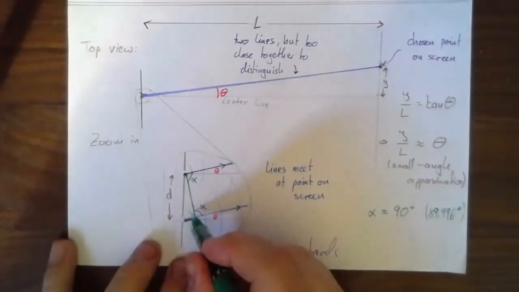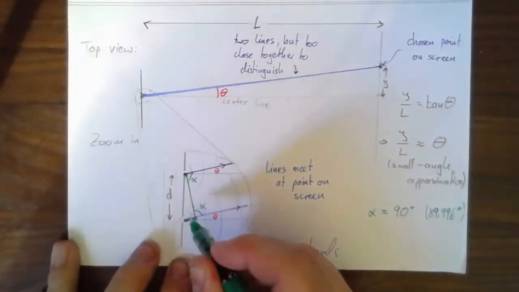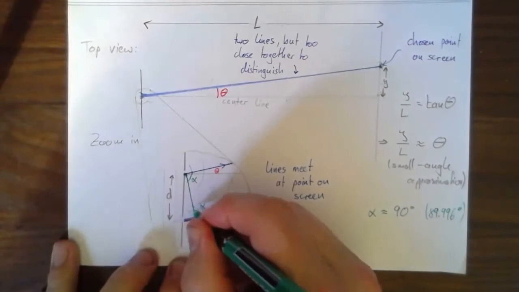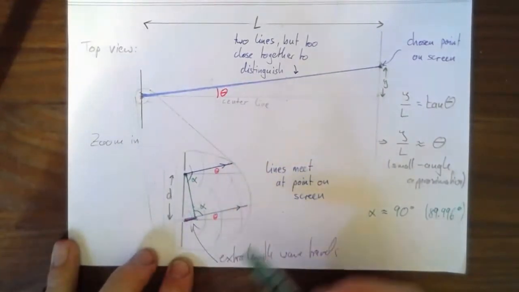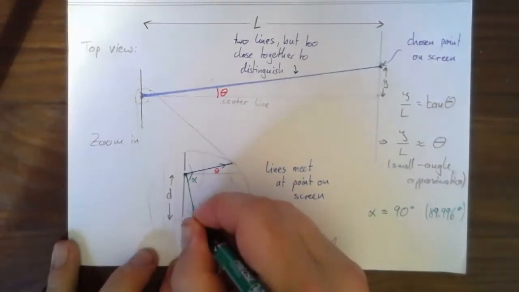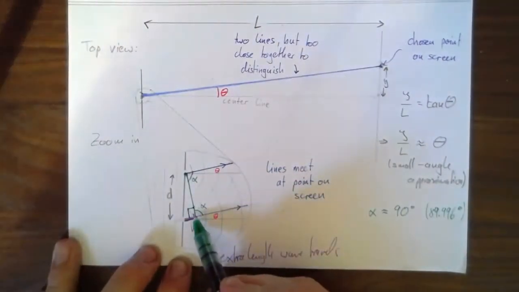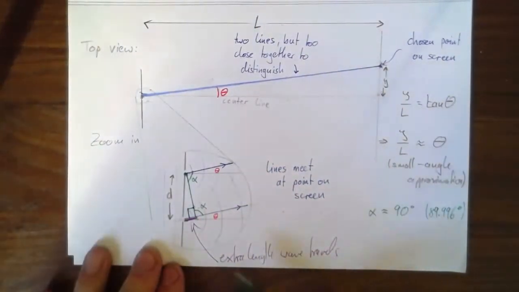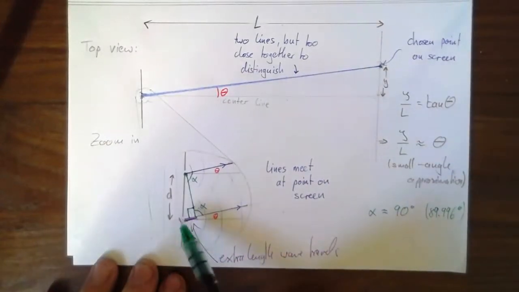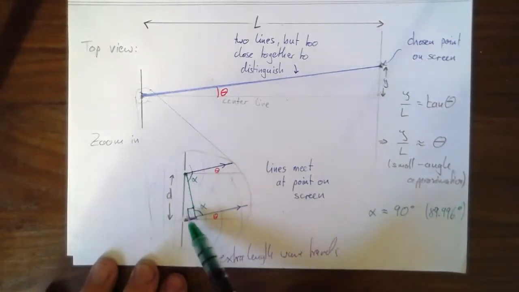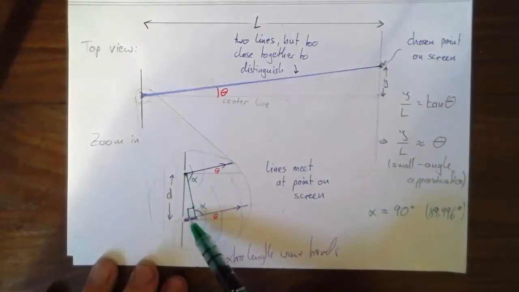So that means this angle here on the other side, this one in here, is also really close to 90. So this one here is essentially a right angle. So I'm going to write this as if it were a right angle. So this is, to an extremely good approximation, a right angle triangle.